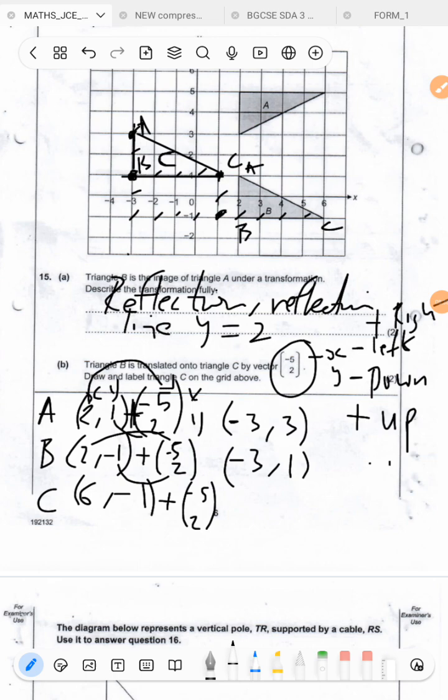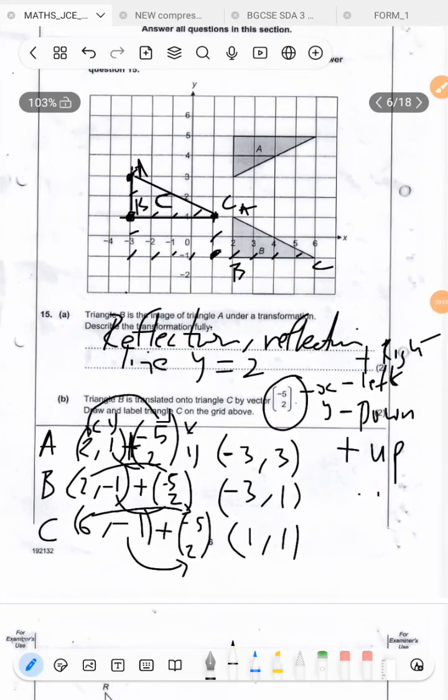Okay, let's just remove that ruler. 6 plus -5, that's like 6 minus 5, which is 1. -1 plus 2, that's +1. So those are the new coordinates for the A, B, C points.